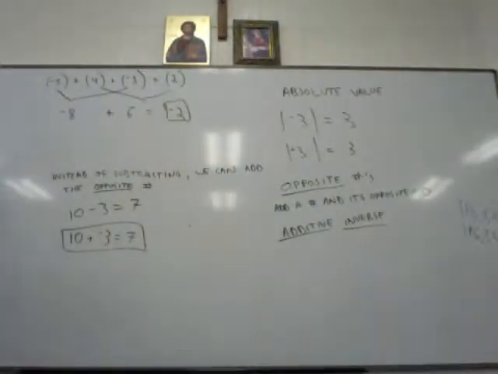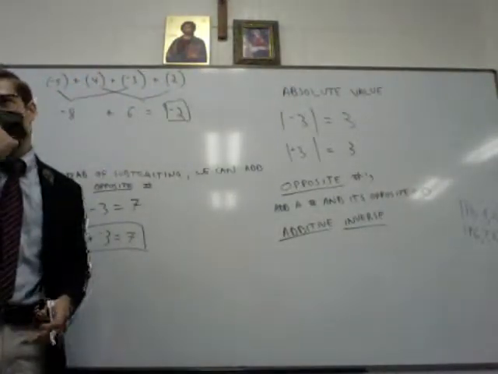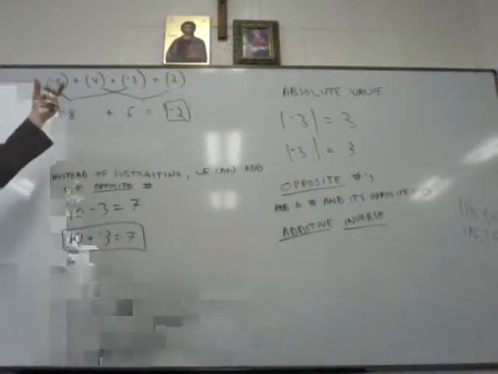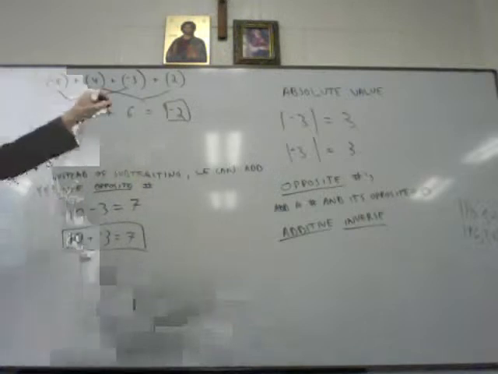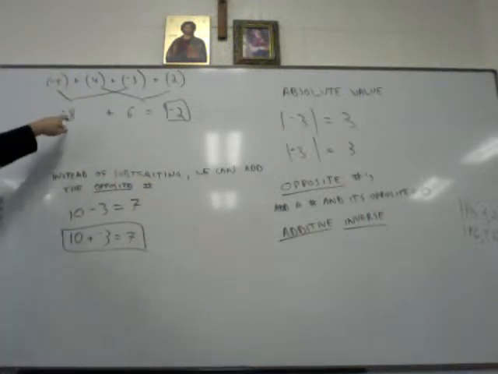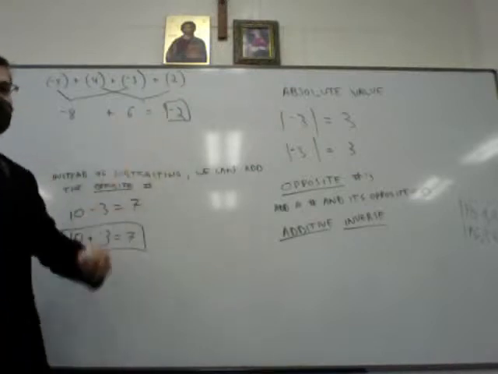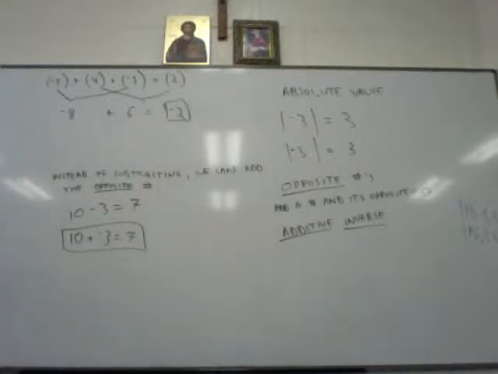You could do it in any order you want. You could combine 4 and the -3 first. It doesn't matter. But often it's going to be easiest to combine all your negatives together, combine all your positives together, and then at the end, do that rule where you subtract the absolute values and give it the sign of whichever one is the greater absolute value. Okay.